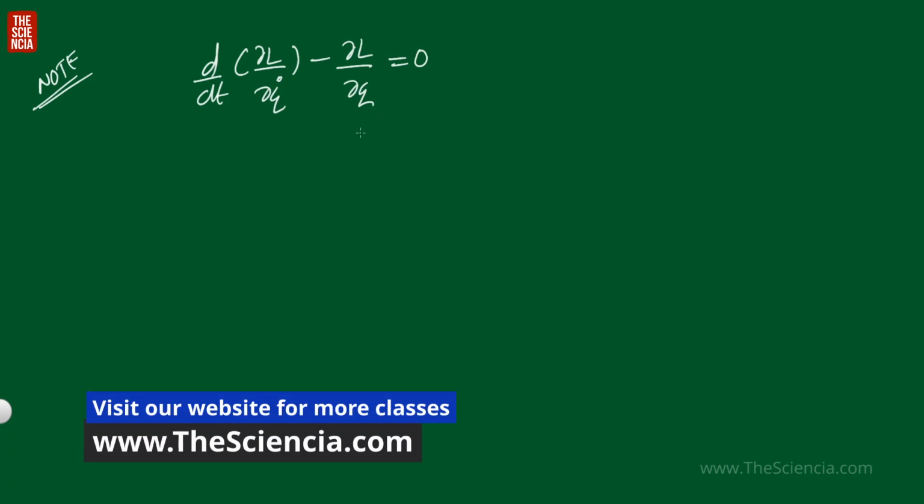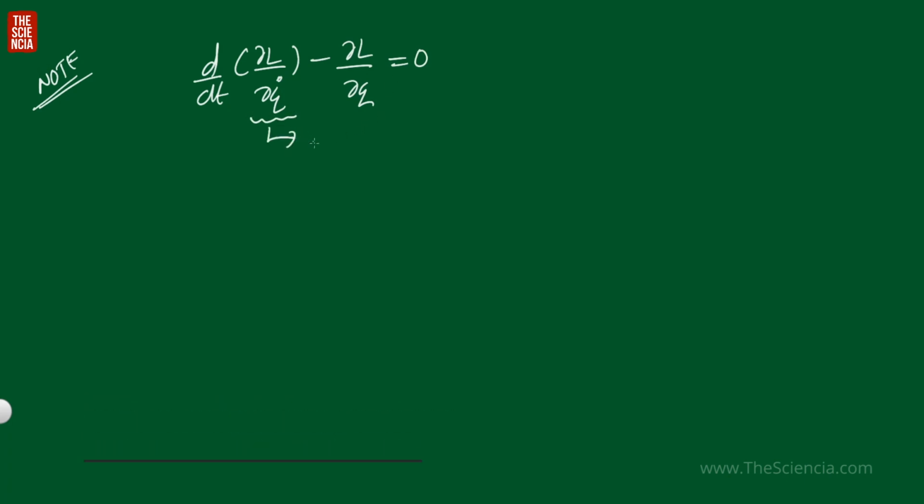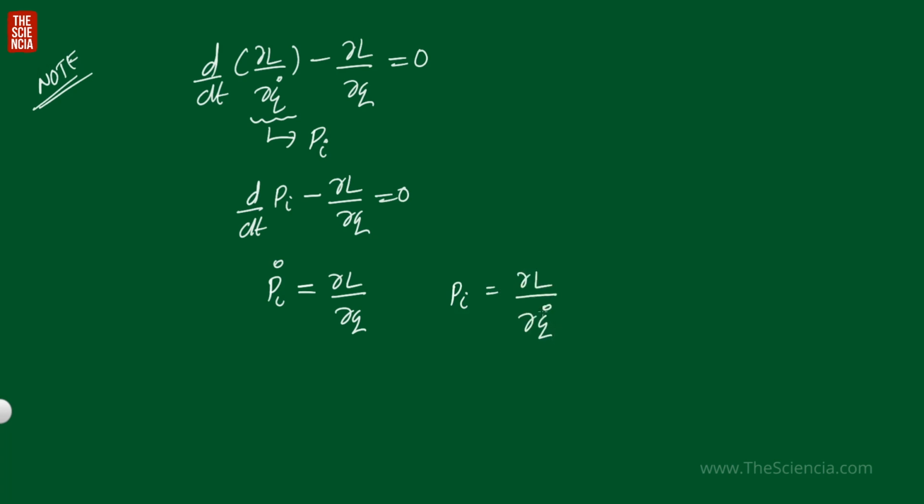A small note. We know the Lagrangian equation of motion is d by dt of dou L by dou q dot minus dou L by dou q equal to 0. And I told you dou L by dou q dot is nothing but pi. That is d by dt of pi minus dou L by dou q equal to 0. And what is d by dt of pi? That is pi dot equal to dou L by dou q. And from this equation, you can see pi equal to dou L by dou q dot.